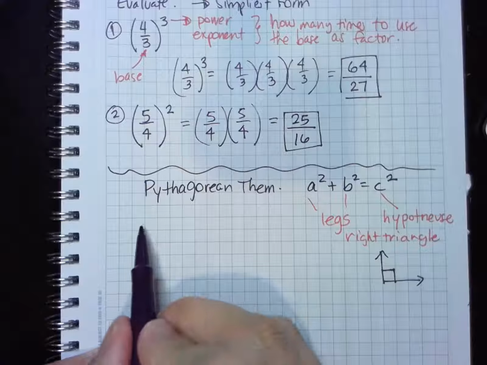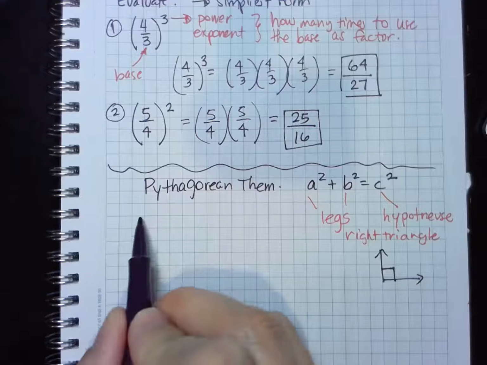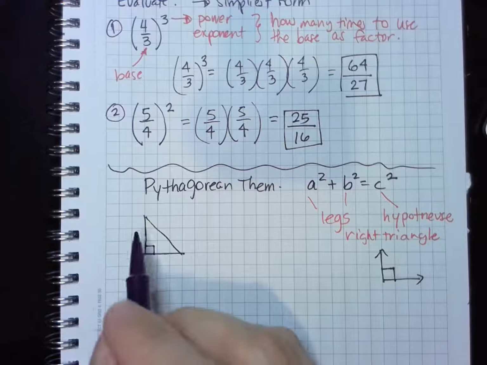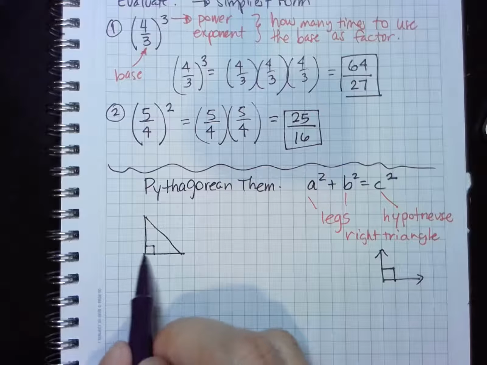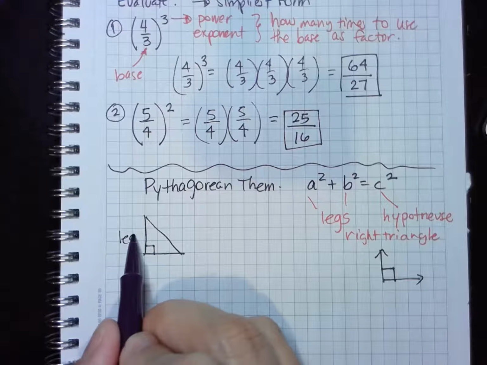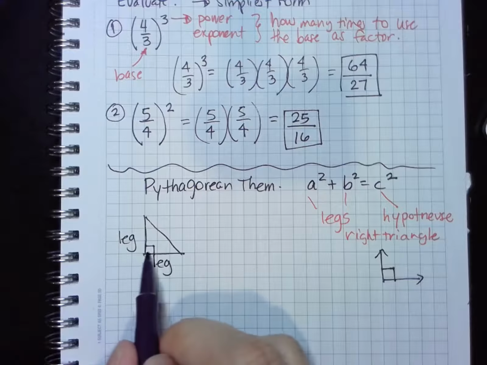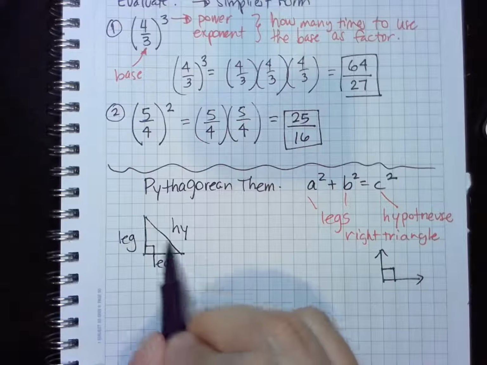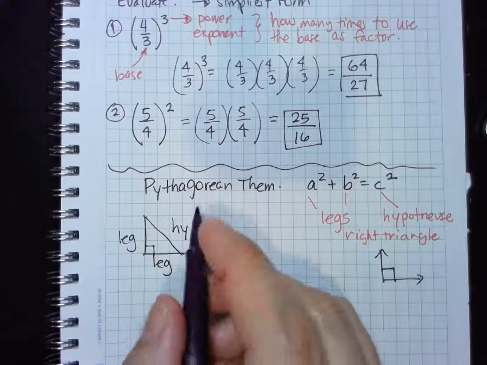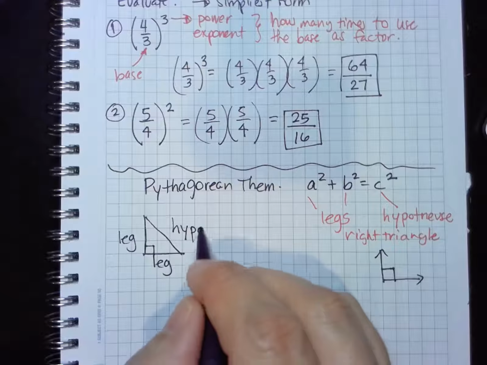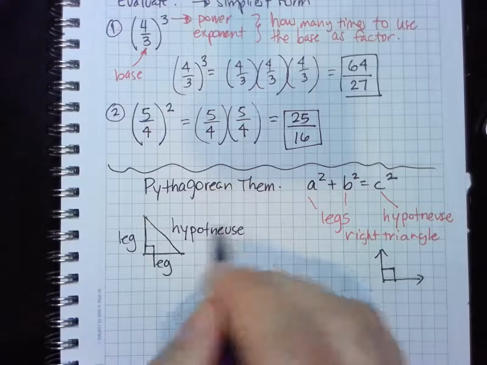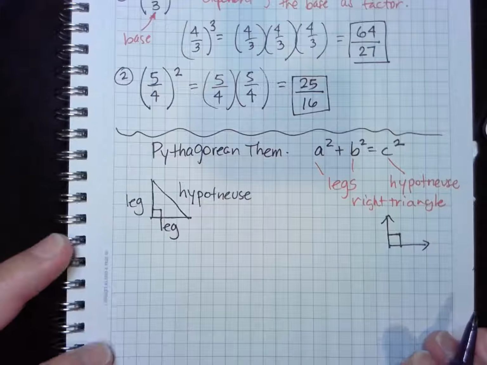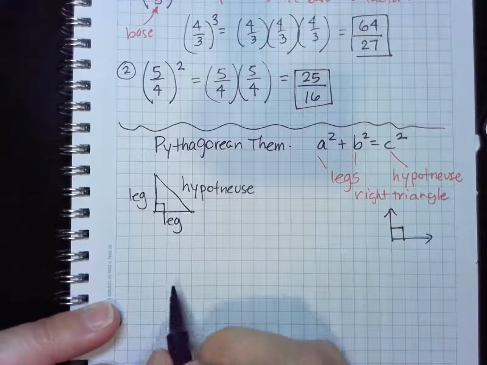So if I'm looking at a right triangle, let's just talk about the pieces. So here's my little right triangle. Okay. The legs connect to make the right angle. So I have a leg here and a leg here. They connect to make the right angle. And then the side that connects the two legs together, that is the hypotenuse. It's also the longest side of a right triangle. So let's try to solve a problem where we have a missing measure.